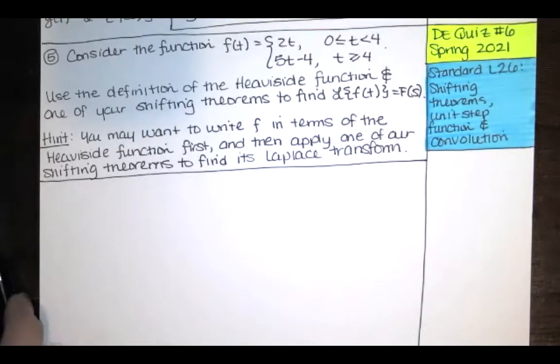In this video, we solve problems number 5 and 6 from the differential equations quiz number 6 from the spring 2021 semester. There were multiple forms of this quiz. These are the questions that appeared on version B of the quiz.